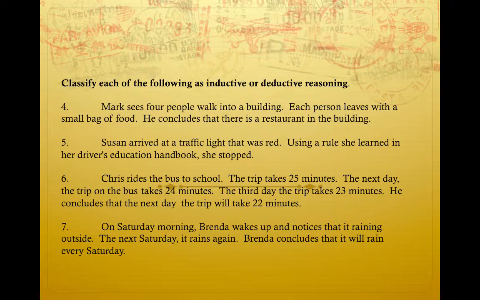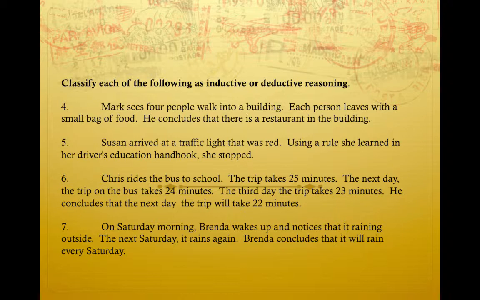Susan arrives at a traffic light, which is red. She uses a rule she learned in her driver's education handbook and stops. So the driver's education handbook tells you rules about all the traffic lights, and she's applying it to a single traffic light and deciding to stop. So that is deductive reasoning.